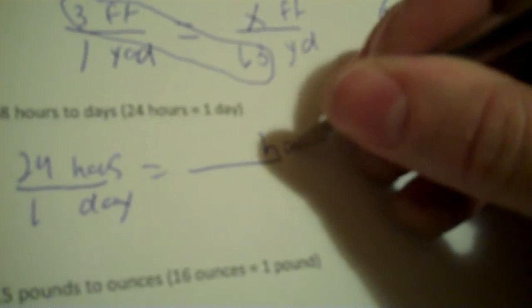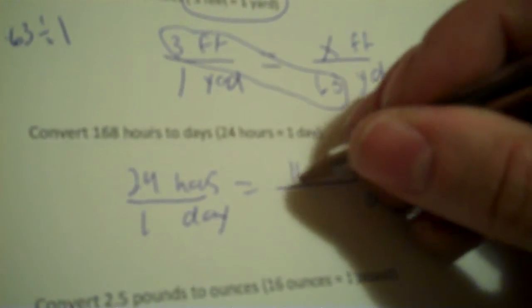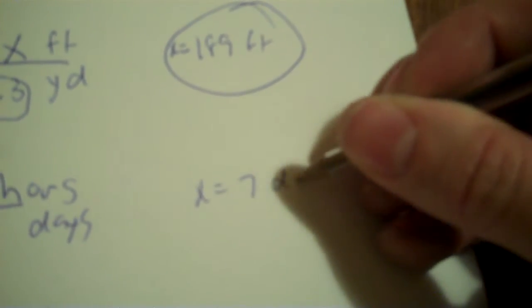All right, 168 hours to days. How many days are in 168 hours? So I have the rate that 24 hours to 1 day. Then hours and days. So 168 is hours, and I am finding the days. So I got 24 to x, 1 to 168. So I multiply the 1 and the 168, and then I divide by 24. Just like that. Okay, 7. X equals 7 days.